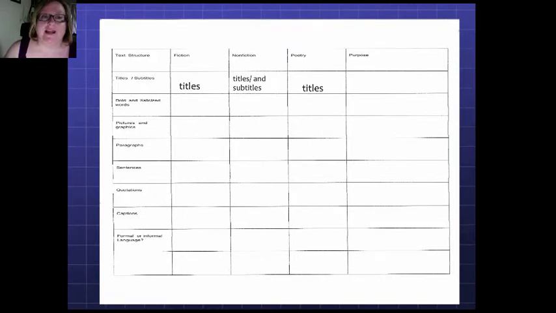Let's see, what else did we have? Pictures and graphics. They were in nonfiction. Yes, so put yes in that box. And then go in and fill out, did you have them in the fiction story? Yes or no? Did you have them in the poetry? Yes or no? Fill those in.